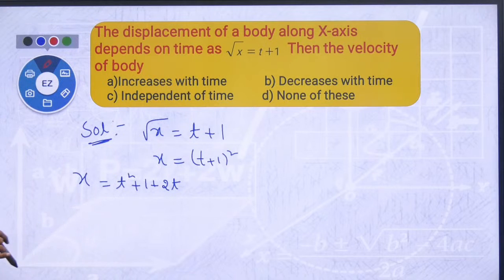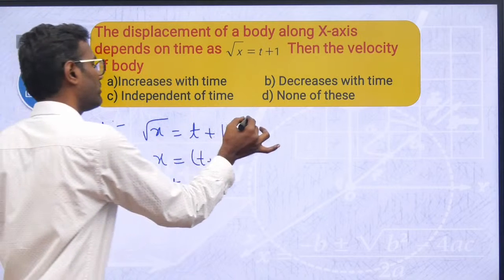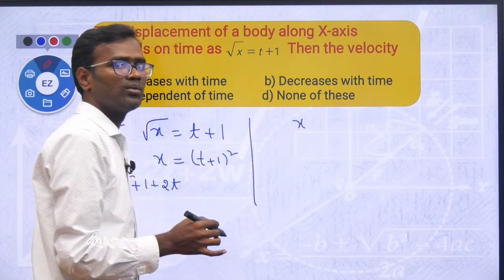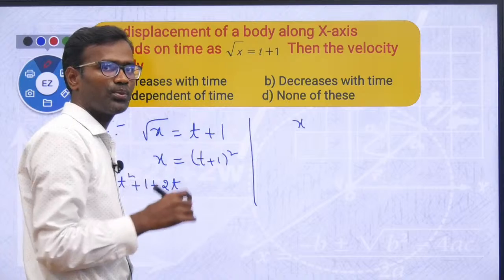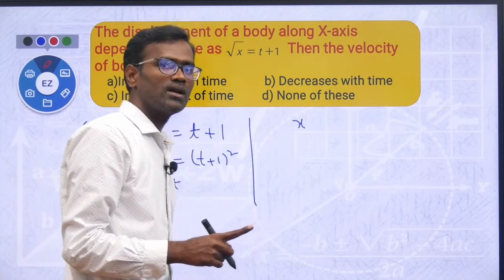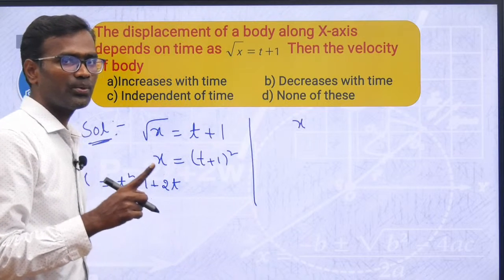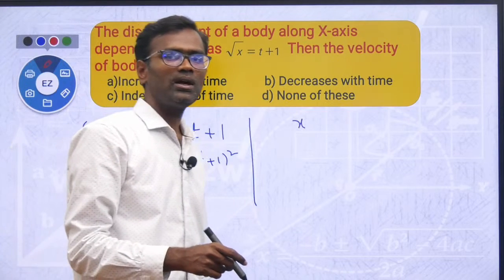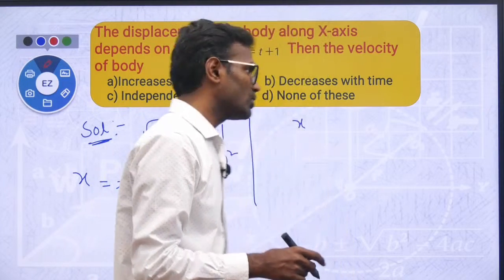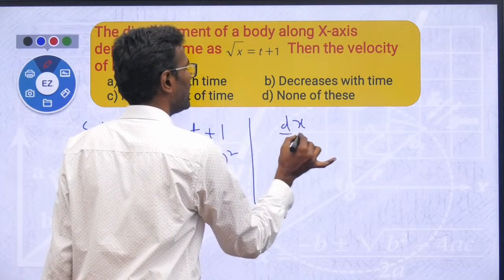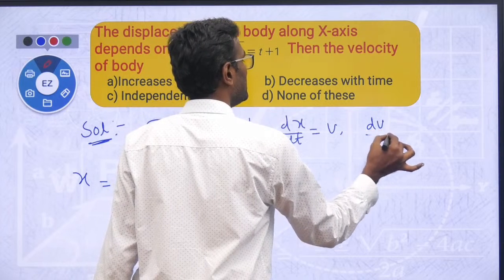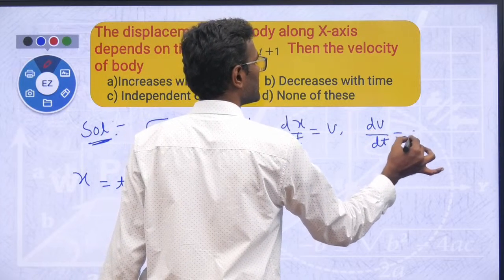Okay, how will you get velocity, children? The time derivative of position is velocity. The time derivative of velocity is acceleration. So dx by dt gives velocity, whereas dv by dt gives acceleration.